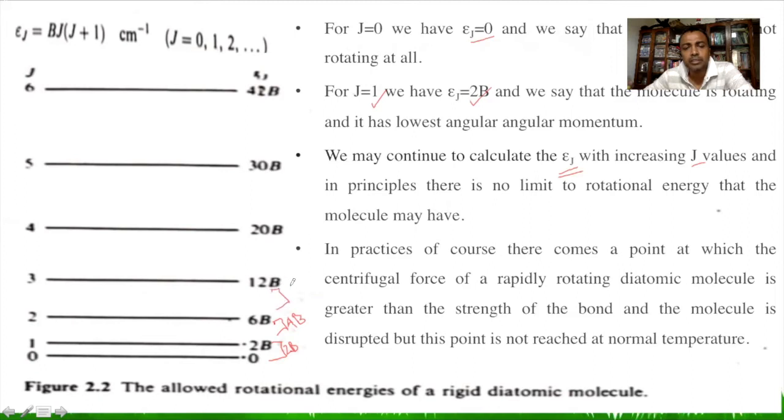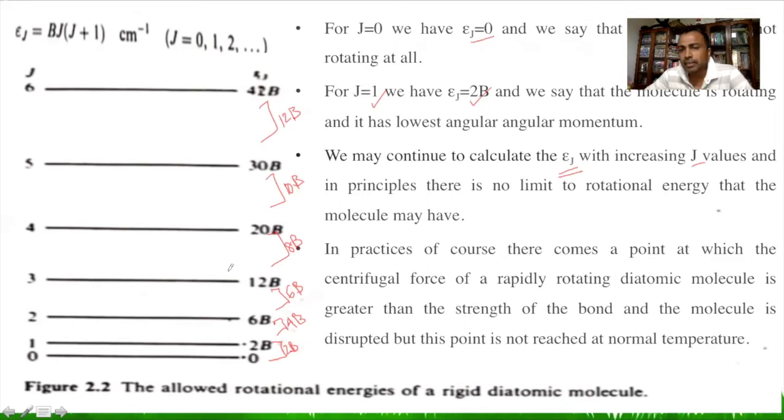Then this one is increasing to 6B. So 2 plus 2 is 4B, 4 plus 2 is 6B, and 6 plus 2 is 8B. So here the difference will be 8B, here it will be 10B, and here it will be 12B. Sorry, it should not be called 2 times. It should be increasing by 2B with each difference of energy level.